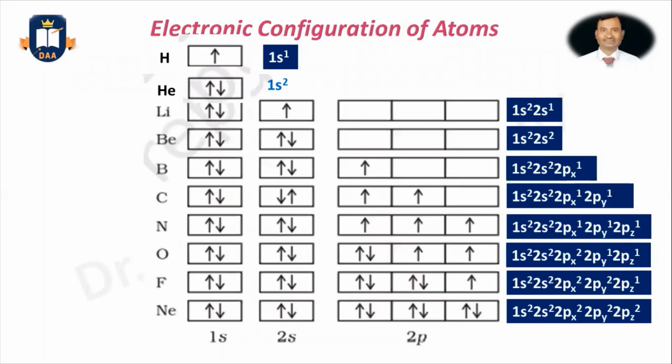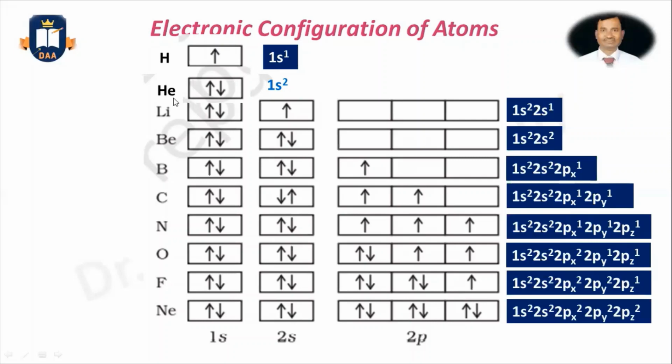Now we'll see the electronic configuration of atoms. If you go for hydrogen atoms, we know that it has only one electron, so its configuration will be written as 1s1. That means 1 is the principal quantum number, it is a shell, and the subshell is s, and the superscript will be 1, because the electron is 1, so we have to write that. This way we have to write the electronic configuration of an atom.